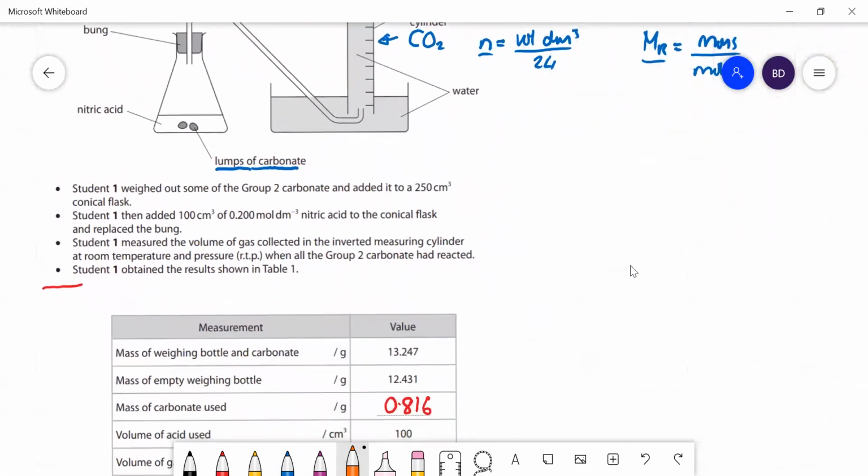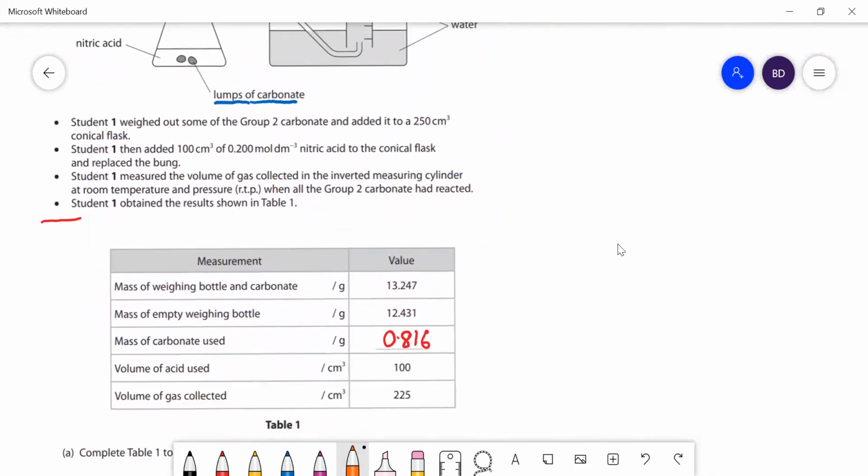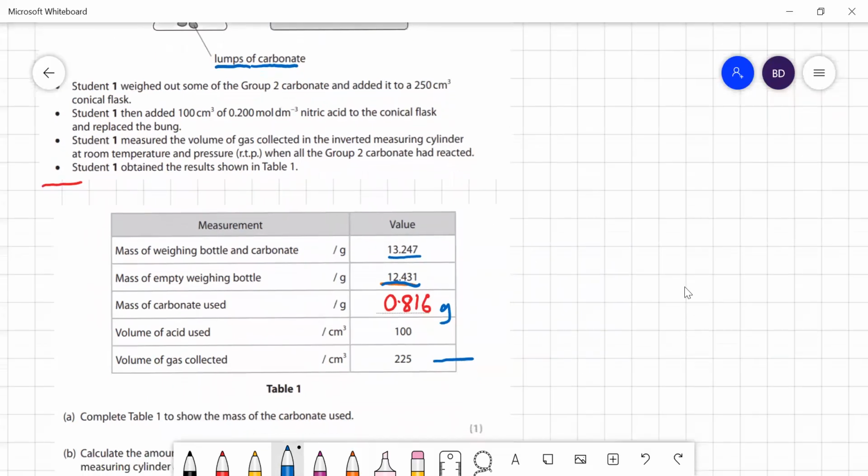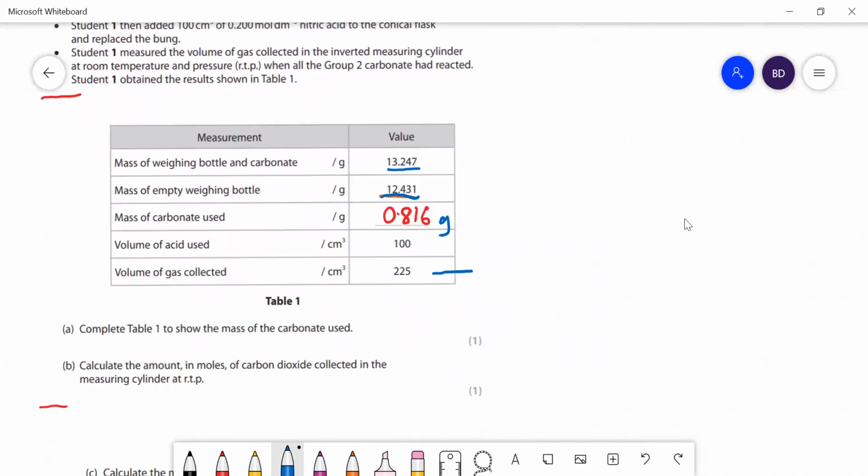Right, so mass of weighing. I've done this bit already. The weighing bottle of the carbonate weighed that much when it was empty, so weighing by difference, it weighed that much. We subtract one from the other, so the mass of the carbonate is 0.816 grams. The volume of the acid used should be in excess, and it doesn't really matter how much acid you use as long as it's in excess. And we make that volume of CO2. So question A, we've done that.